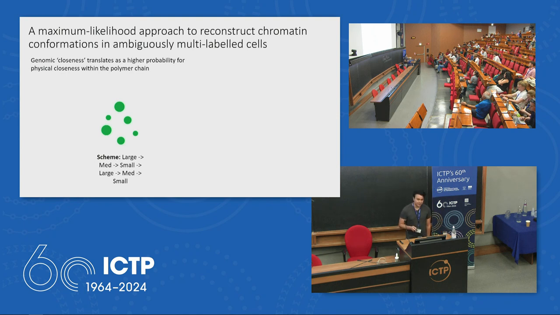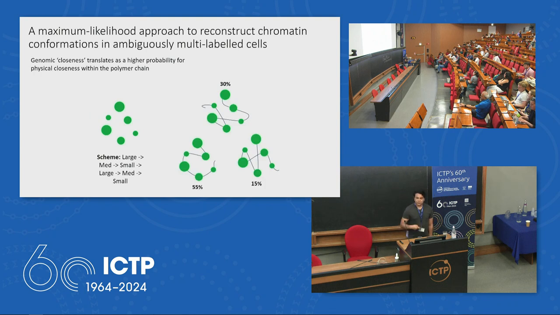So the idea, again, say we have some labeling scheme using our multiple tunable fluorescent loci. Say we have some very bright spot, then some slightly less bright, and then some dim spot, and then we repeat that sequence. Well, we can try to connect those dots using that imposed labeling scheme, and when we do so, there's some probability we can associate for the likeliness of that conformation.